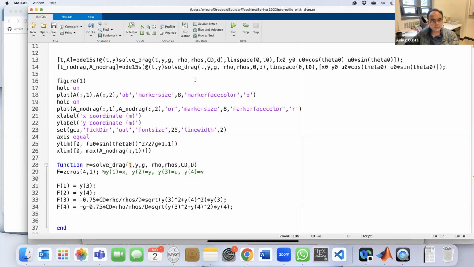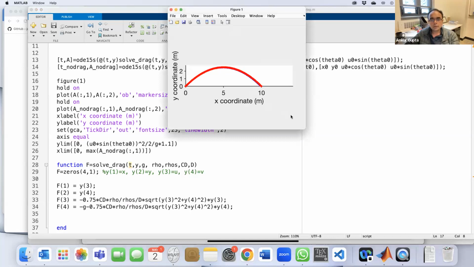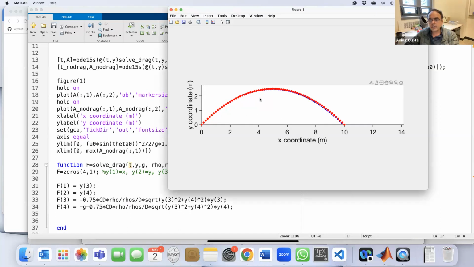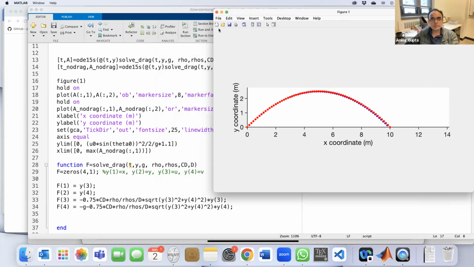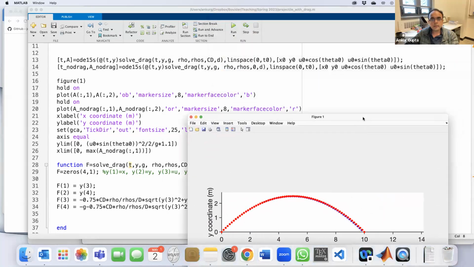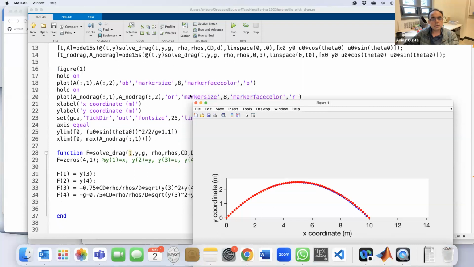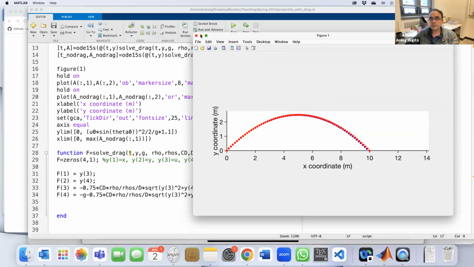And so we'll see what happens when we run this. So run this code. And in this case, you can see that the drag is affecting it very little, right? So the drag is so little in this case that you can almost overlay them on top of each other. By the way, the blue ones are the ones with the drag and the red ones are without. So they're almost completely on top of each other.